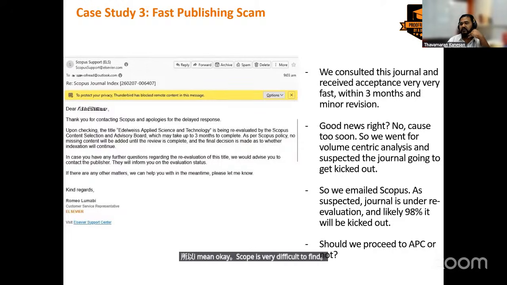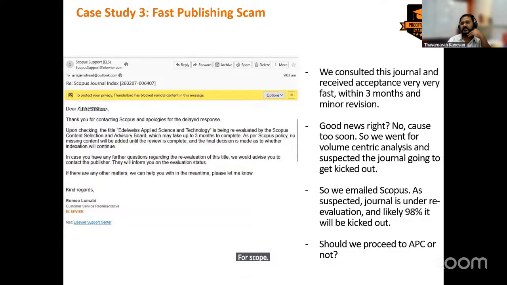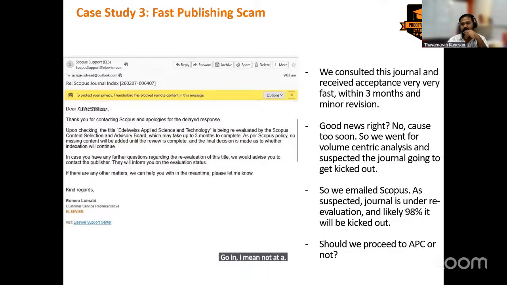Minimum how long does it take to get accepted by a journal? 6 months to 1.5 years for Scopus. Web of Science can go up to 2 years. More than that, if my paper is submitted to a journal, what to do? Go and retract, bro. Not retract. Go and withdraw.